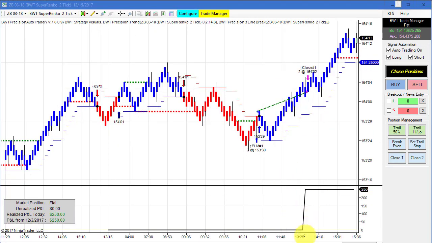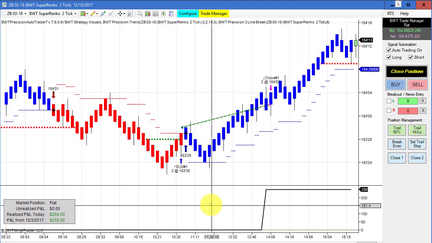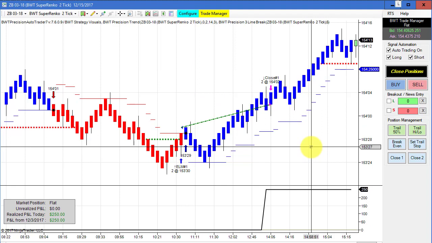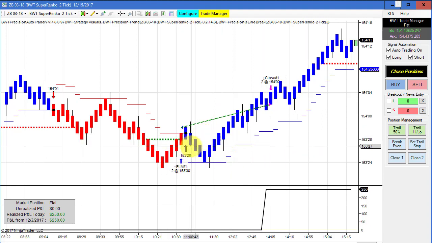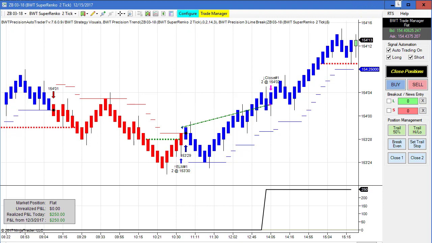The rest of the gains on the remaining charts are fairly modest. This is the bonds on the Superenco 2 tick. It just had a single trade, good for a couple of ticks at 250 using our line break algorithm.